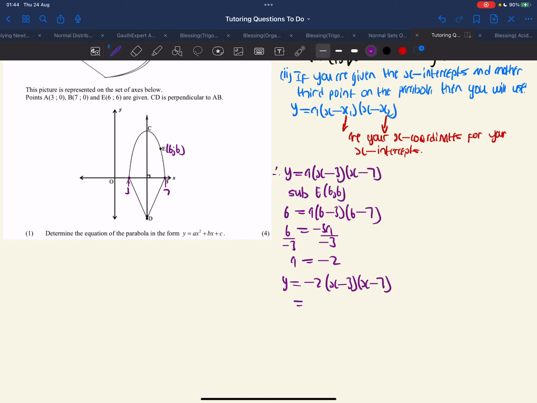Now using the distributive law, we're gonna say minus 2, then it's going to be x times x, which is x squared, then x times 7, which is minus 7x, minus 3 times x is minus 3x, minus 3 times minus 7, it should be plus 21. Yes, it should be plus 21. Then it's going to be equals to minus 2 times x squared minus 10x plus 21.